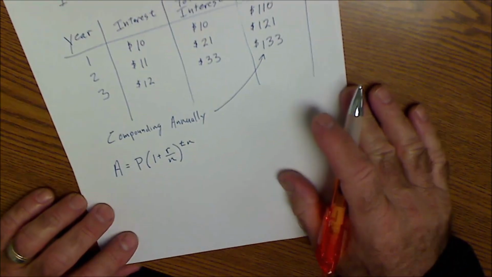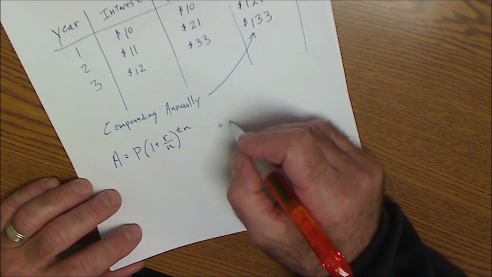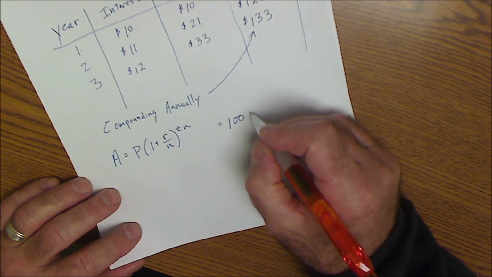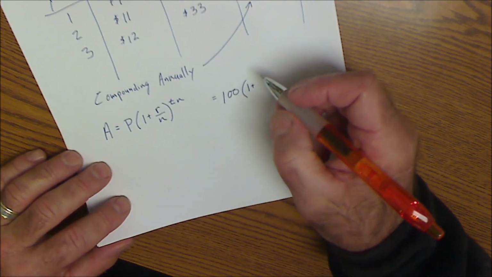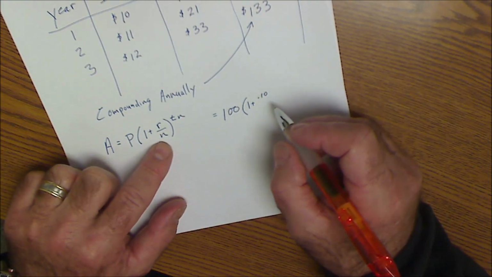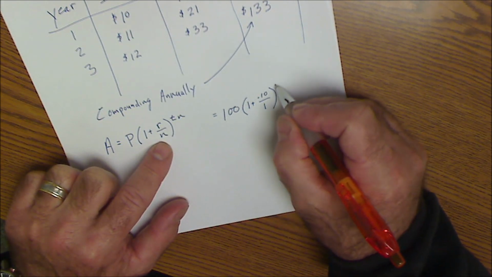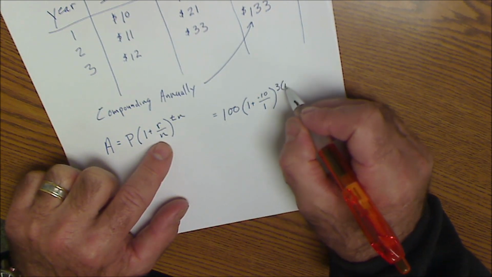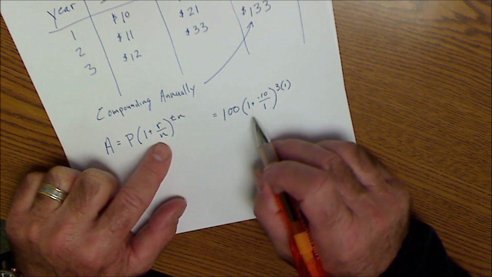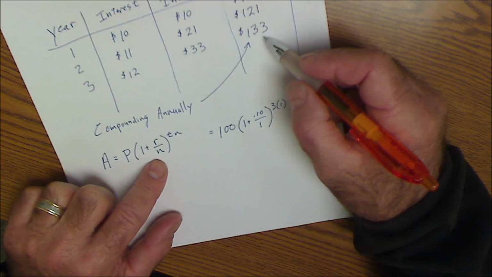So if I'm compounding it annually like I did here, it would just be equal to my principal amount of 100 times 1 plus a rate of interest at 10%. I'm only compounding it 1 period per year, so that would be to the power of 3 years times the number of periods, 1. So if I enter that on my calculator, it'll give me the same 133.